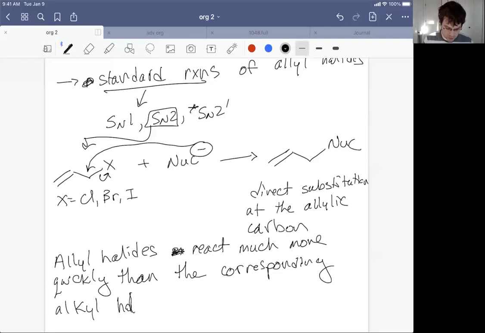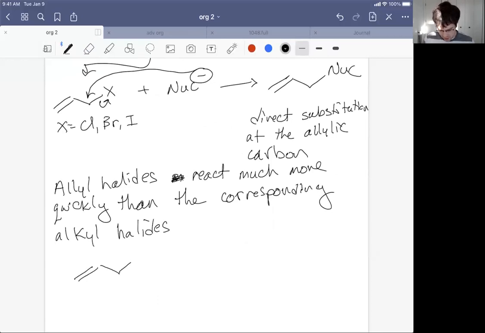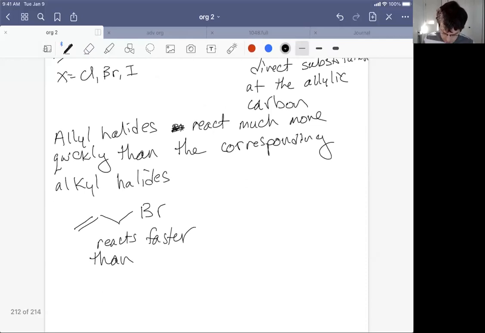I've never opened a bottle of allyl iodide. I wonder how stable it is. But what I'm getting at here is if you had something like allyl bromide, we would say that allyl bromide reacts faster than the corresponding alkyl bromide. And we can even keep steric hindrance about the same or even make it less if we want to. But we would still see a faster reaction with a nucleophile, where the nucleophile displaces the bromine atom.